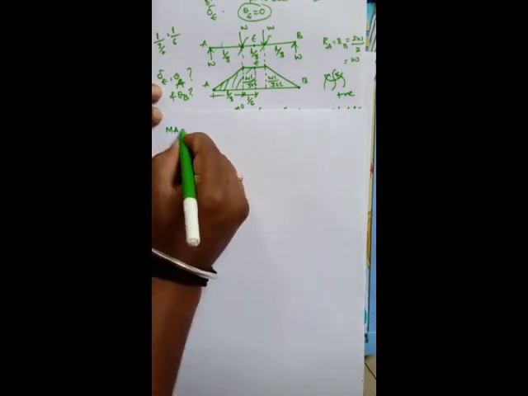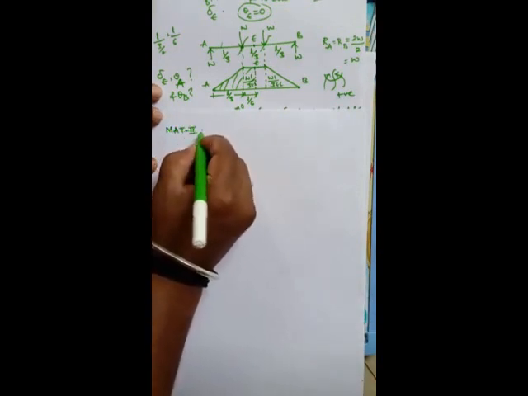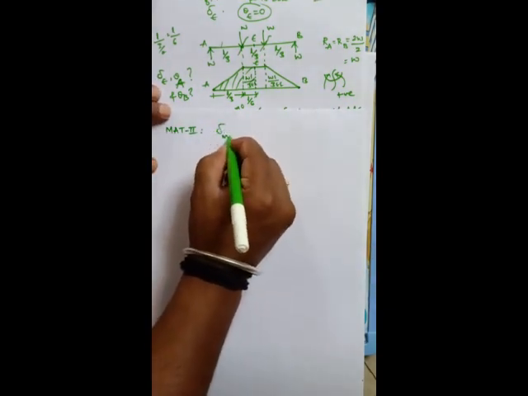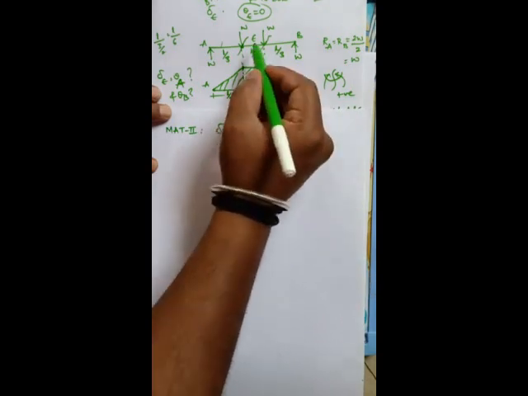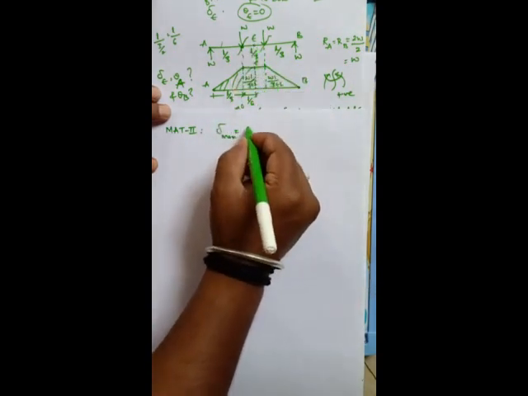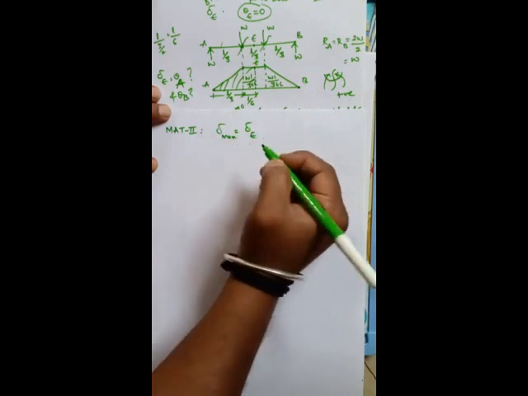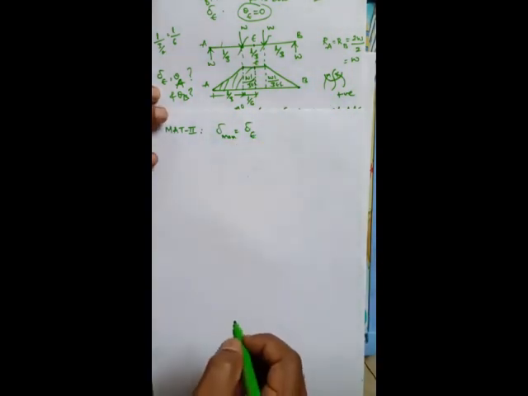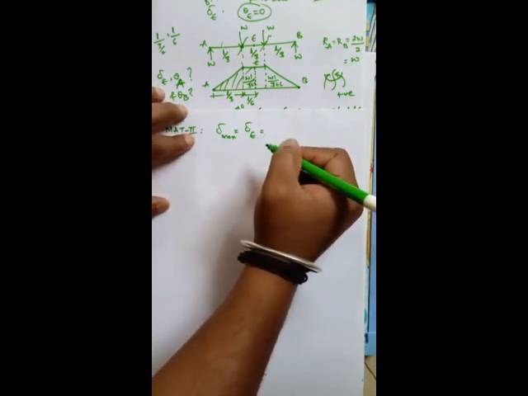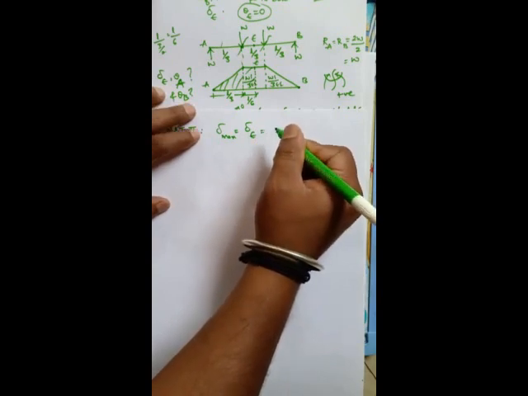According to moment area theorem 2, you are going to find the maximum deflection, delta max, which for symmetrical loading will be exactly at the center. Nothing but you are finding delta E. So this can be written in terms of T, C, A, T, A, C, so I hope you remember.